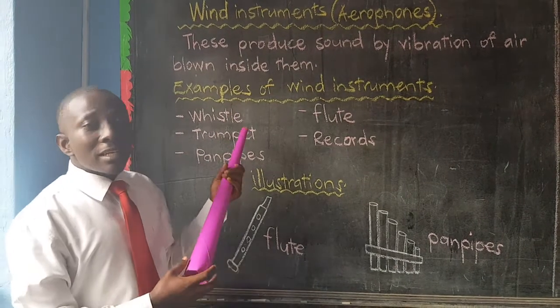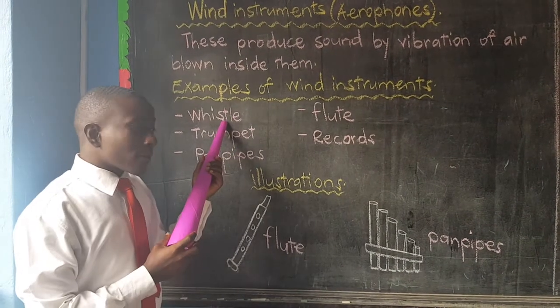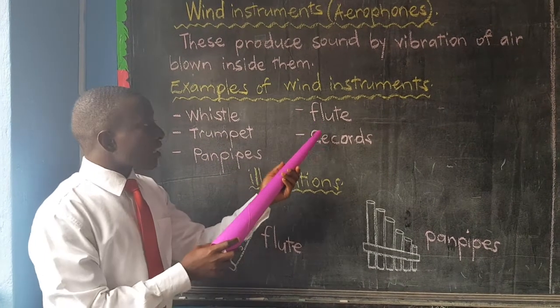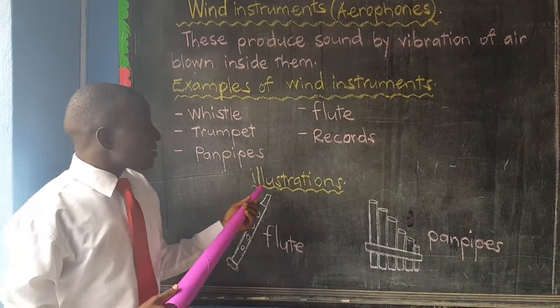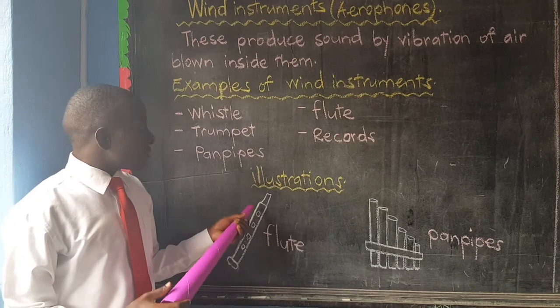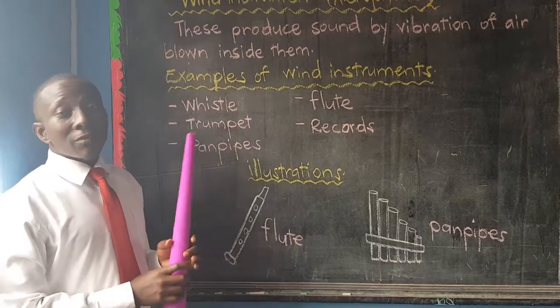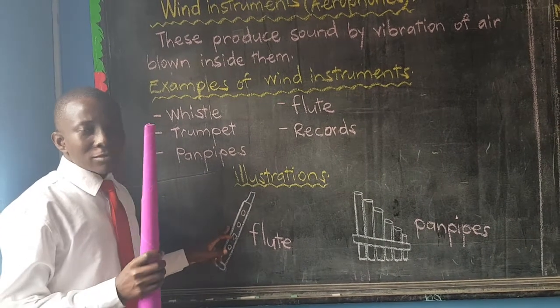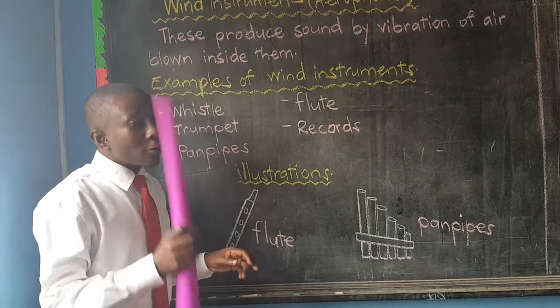Examples of those wind instruments: we have the whistle, we have the trumpet, we have panpipes, we have the flute, and the recorders. Illustration of those wind instruments: we have this flute. If you have one at home, please try to play it. I told you you can play almost all of them.